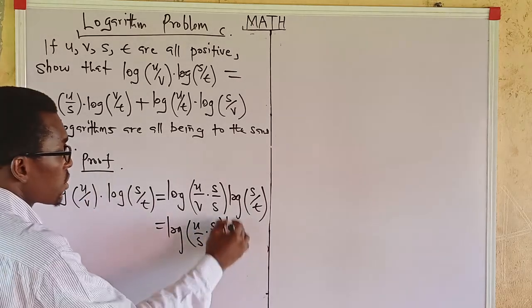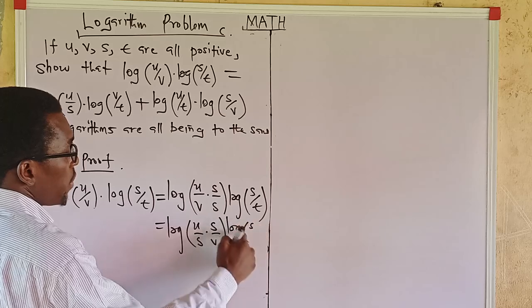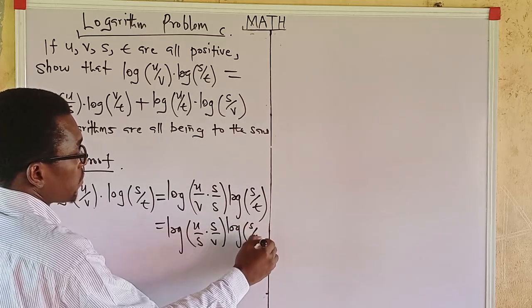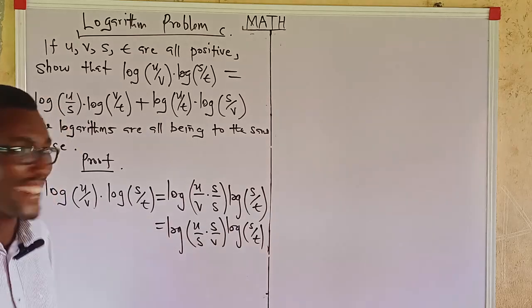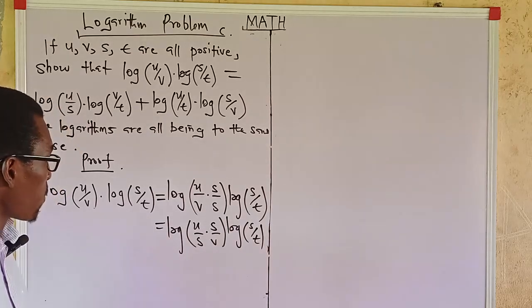And then multiply by this log to an arbitrary base of S over T. Sorry for the way I pronounce it. You know, it's not easy sometimes. So let's continue with the solution of this problem.